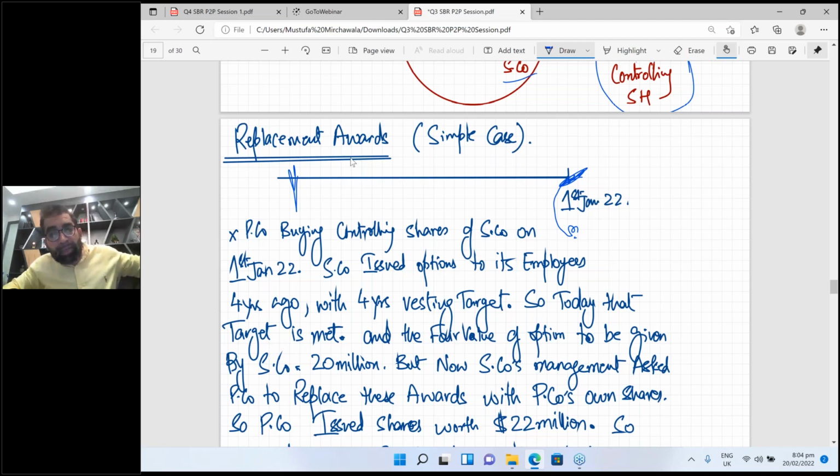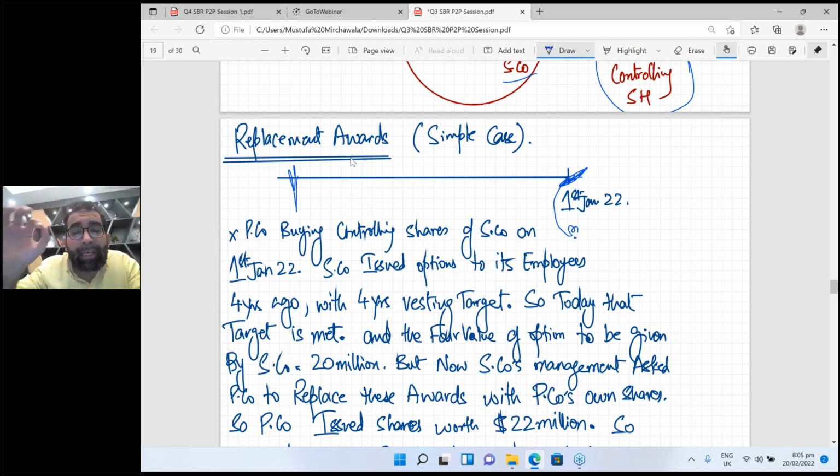But when the parent company offered this takeover deal, S company management told the parent company that we will sell you our controlling shares on one condition: if you give shares to our employees as well. Whatever shares S company had to give to their own employees, now the parent company will give. This is what we call replacement awards. That means the parent company will replace S company's own awards. So the deal looks like this: whatever shares the parent company gives to S company's employees is mandatory, obligatory, and this is the condition of S company. Otherwise S company management says that we won't sell you our shares.